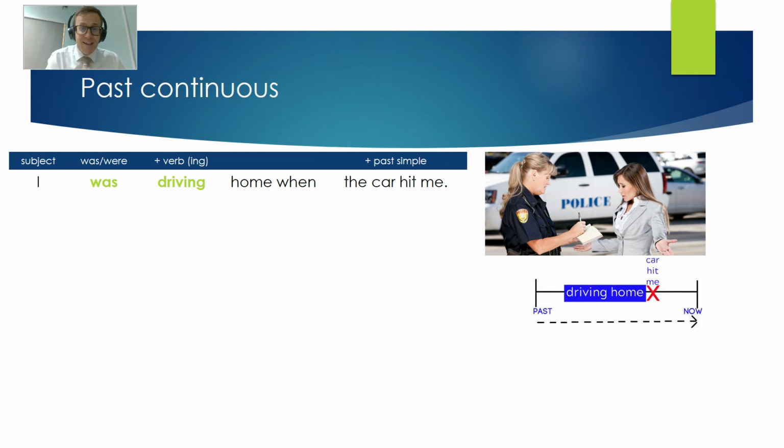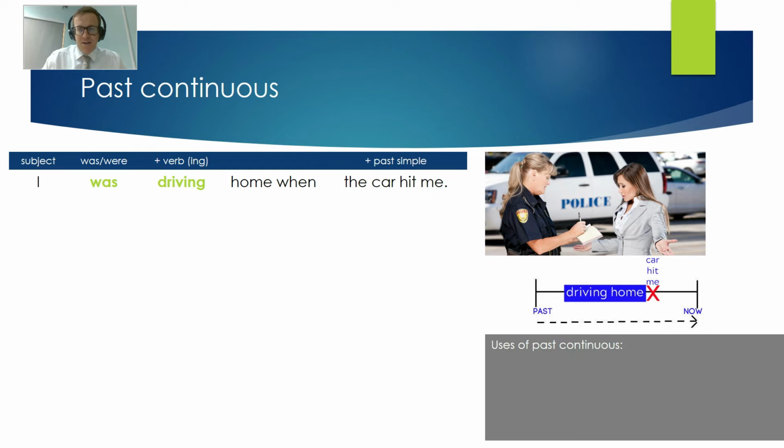The car hitting stopped her driving home. Now she's talking to the police officer. So this is one of the main uses of past continuous. Two actions together. Another one, if you look down here: I was driving home at 6 p.m. This is when we give the time that something is happening. So we're saying at 6 p.m. or 6 o'clock, I was driving home. It's an action at that time.